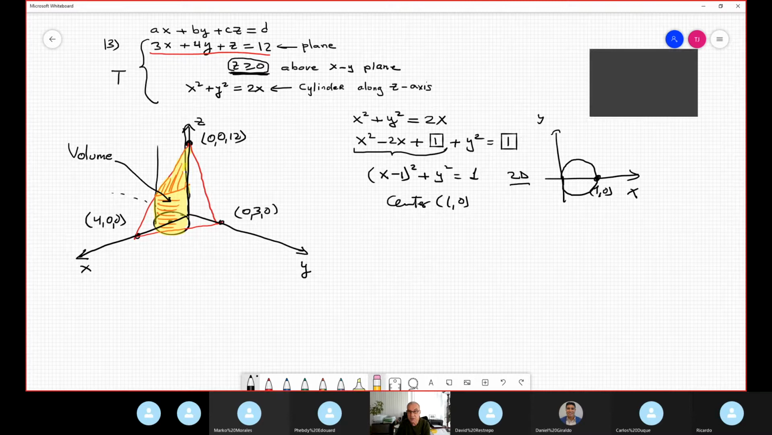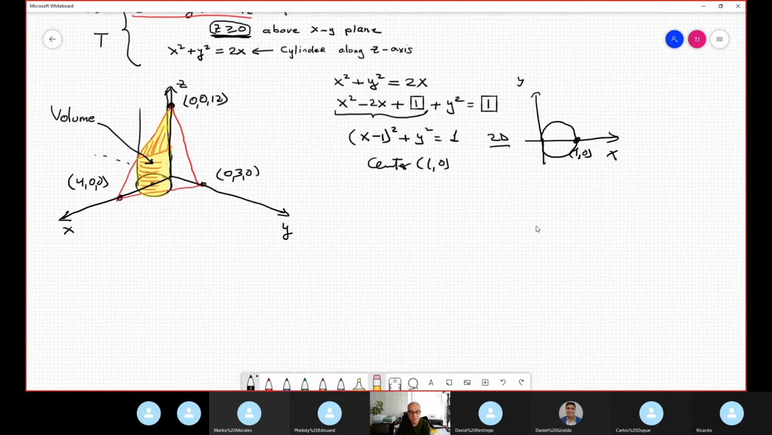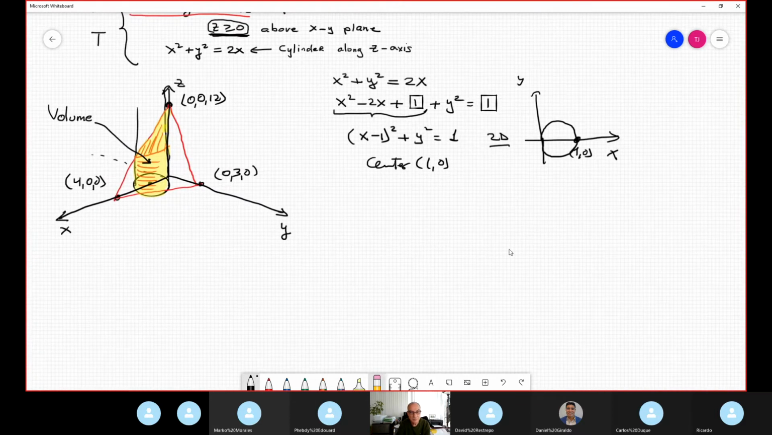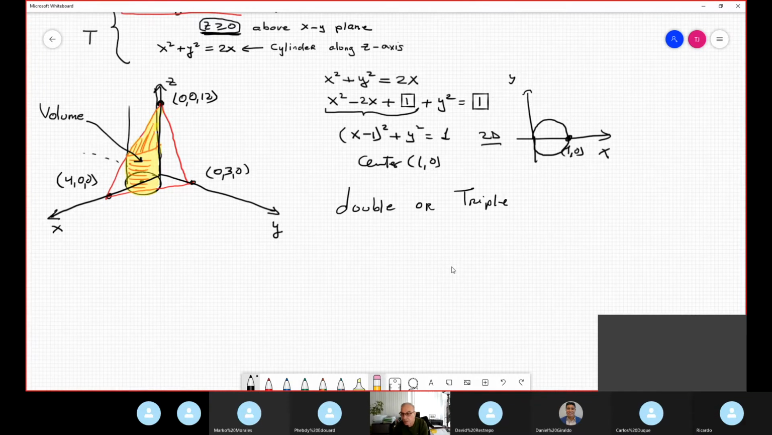So I need to make a decision. Double integral or triple integral? Victoria says it doesn't matter. Does it matter? It is 3D. So what is the answer, Victoria? Double or triple? Or both?